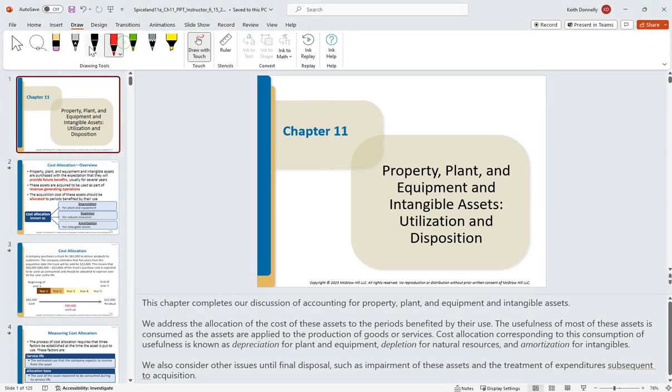Really, what are we looking at in this chapter? Utilization and disposition of our assets, right? Our long-term assets, whether that's our PP&E and intangibles. We're going to be looking at things like depreciation, amortization, and depletion.